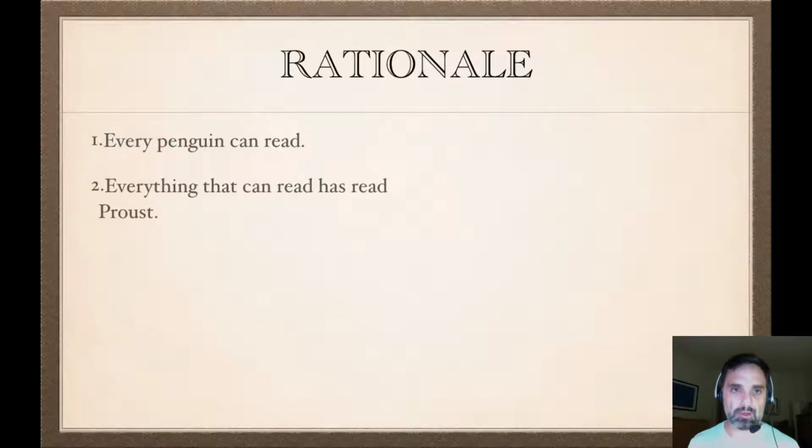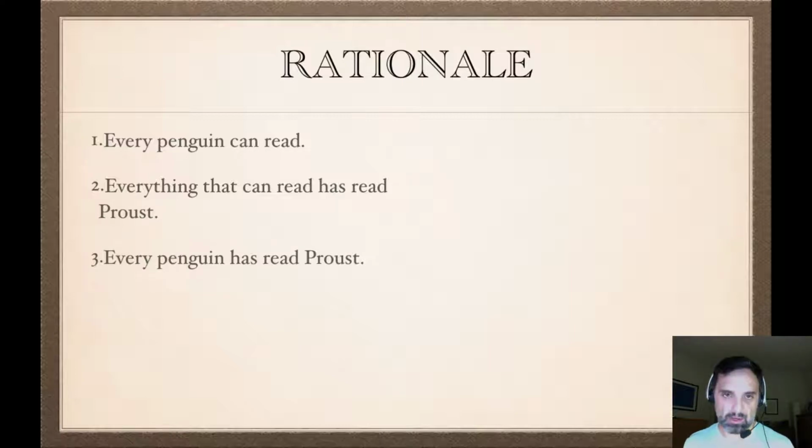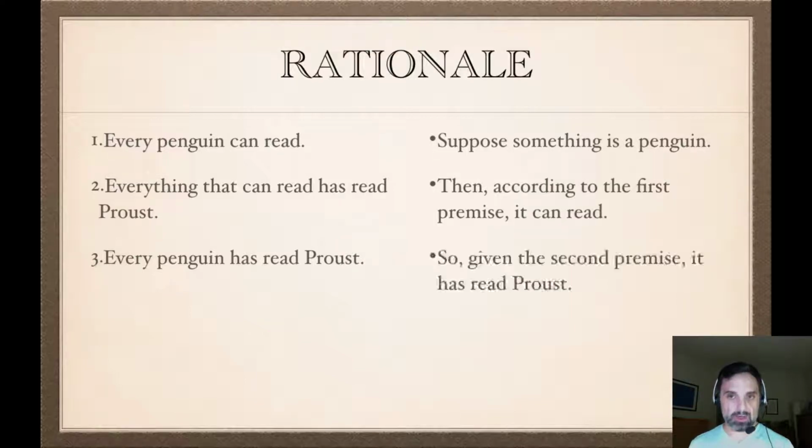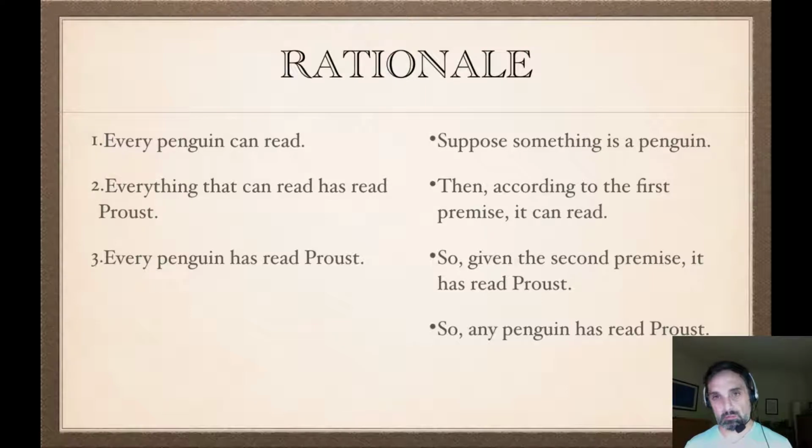So let's consider this argument. Every penguin can read. Everything that can read has read Proust, therefore every penguin has read Proust. Well, it's not a sound argument. The premises are false, but it's valid. Any interpretation of the logical vocabulary on which the premises are true also makes the conclusion true. So how might we establish this? Well, suppose something is a penguin. According to the first premise, it can read. And so given the second premise, it has read Proust, and so every penguin has read Proust.